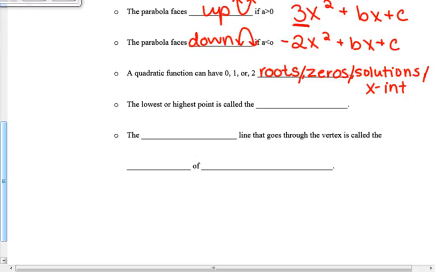The lowest or highest point we call the vertex of the parabola. If it's a low point, that would be a minimum. Likewise, a high point would be a maximum. And these sometimes might get you a little confused as far as which one's which, just because if a is positive, meaning greater than 0, then we have that upward facing view, like we see up here.